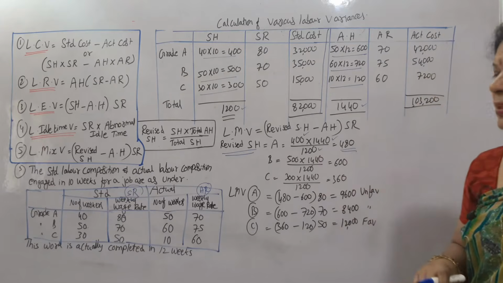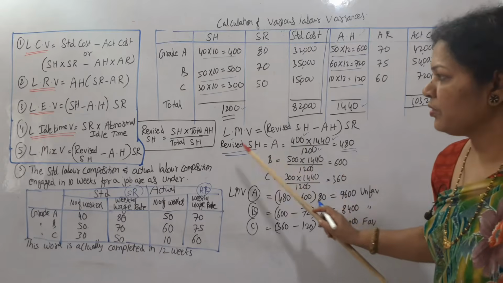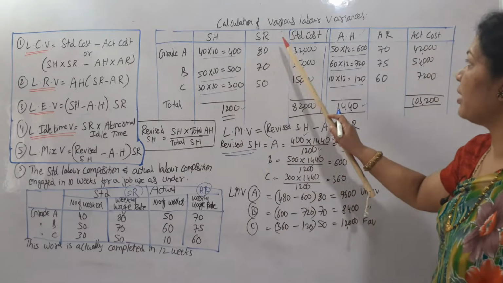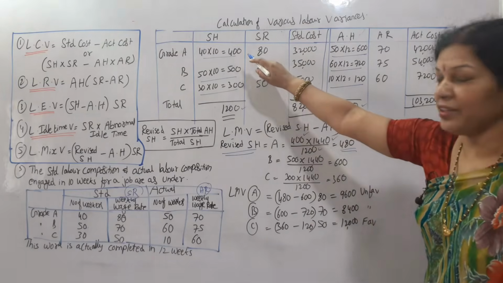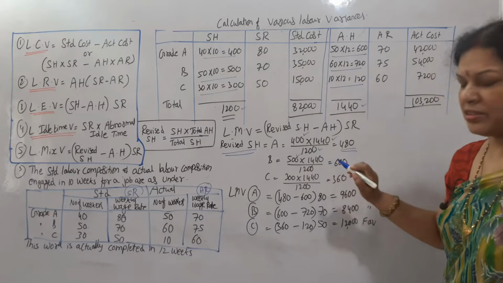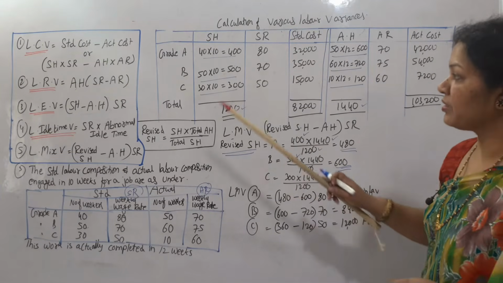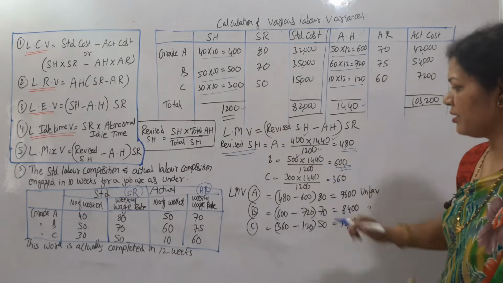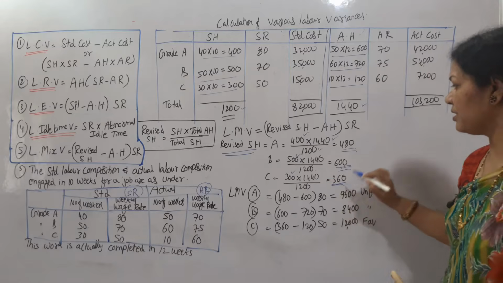In the same way for B. The standard hours for B grade are 500, into the same 1400 over 1200, so you get 600. In the same way for C, it is 300, and the rest is as it is, so you get an answer of 360.